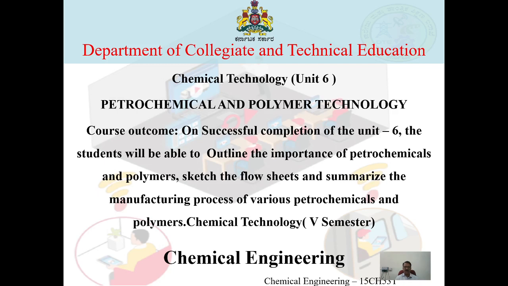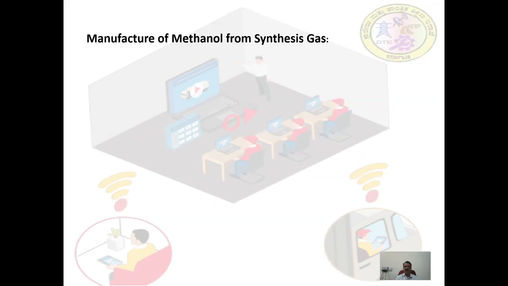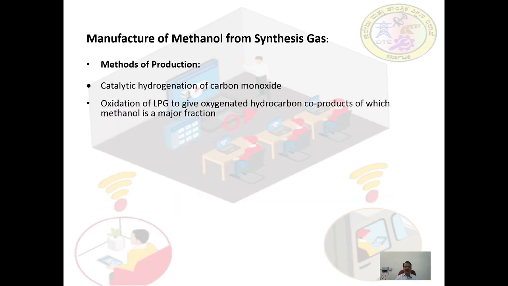Today, in this session, we are going to discuss the manufacture of methanol by synthesis gas. The methods of production: there are two methods. One is catalytic hydrogenation of carbon monoxide, and the second one is the oxidation of LPG, that is liquefied petroleum gas, to give oxygenated hydrocarbons, co-products of which methanol is a major fraction.